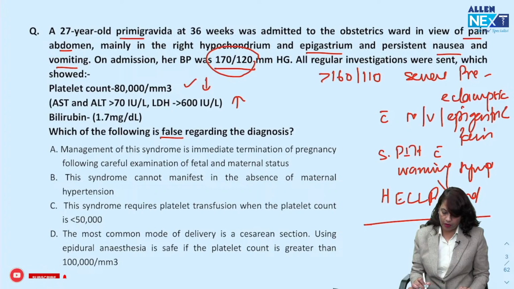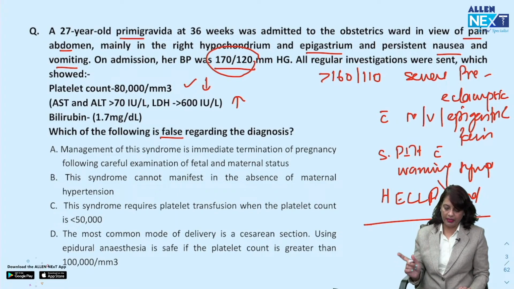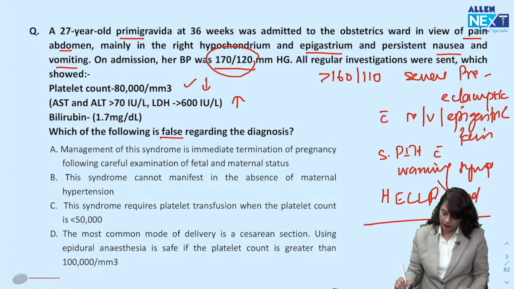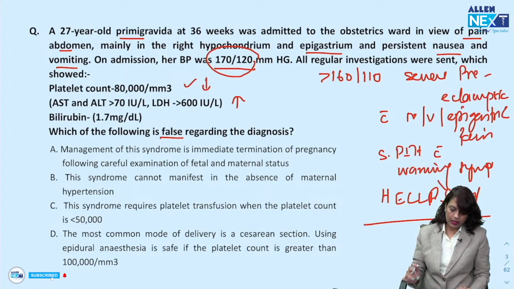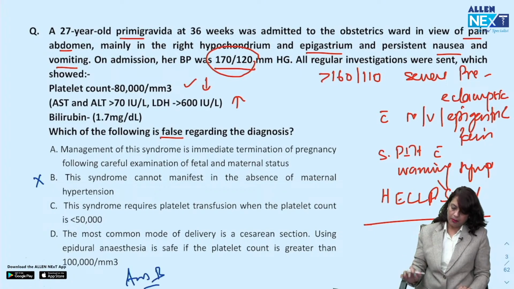The most common mode of delivery is cesarean section. Using epidural analgesia is safe if the platelet count is greater than 1 lakh per cubic millimeter. Let me tell you, HELLP syndrome can occur even without preeclampsia. Okay, so this is a wrong answer. So the answer to this question is statement number B.